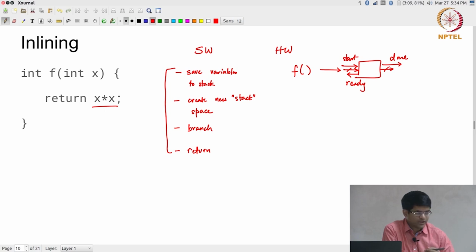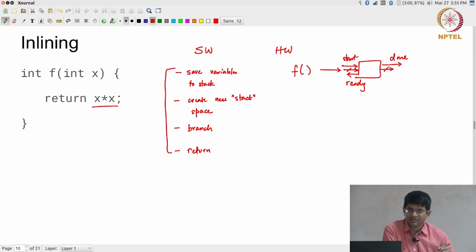Okay? So, if you actually have an explicit function call that is converted into a hardware module, it will mean so many more clock cycles. If that function call is somewhere inside a loop, that number of clock cycles gets multiplied by the number of times that loop is going to execute. Okay? So, in both cases, if your function is relatively small, inlining can be a useful thing to do.